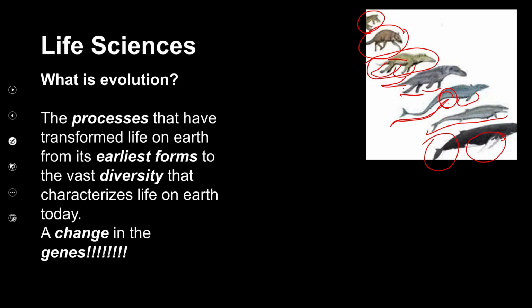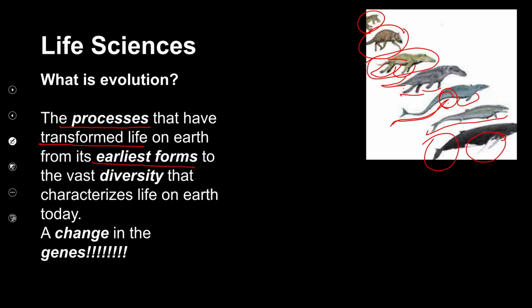Okay, so let's have a look at the concept, and basically what evolution is: it's processes that take place. And during those processes, as I said, genetic mutations occur, and they change, or transform, life from what it was in its earliest forms.